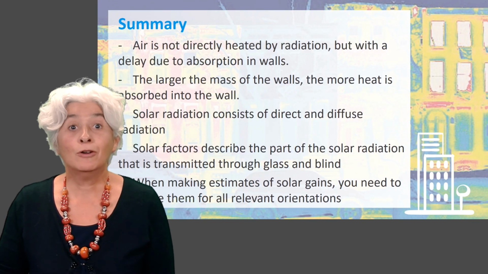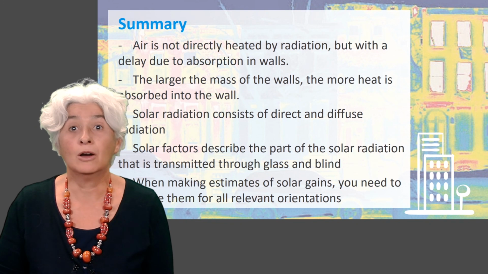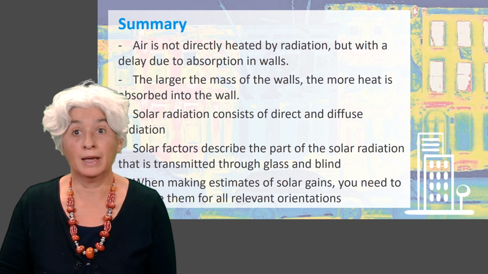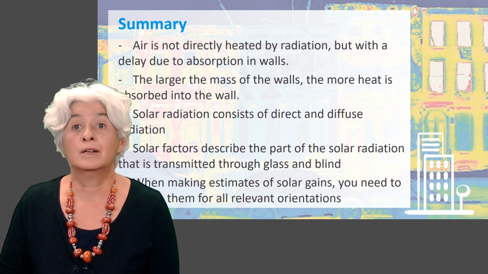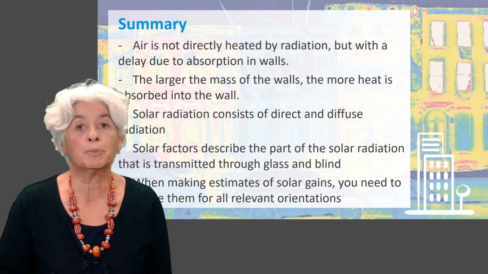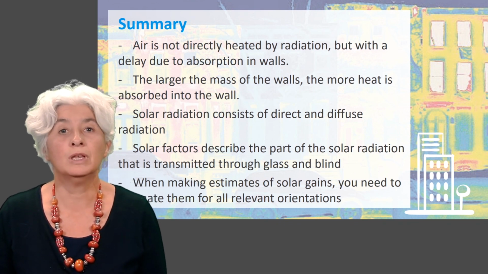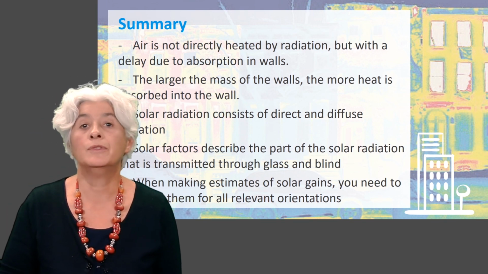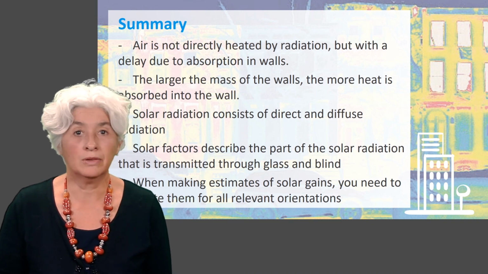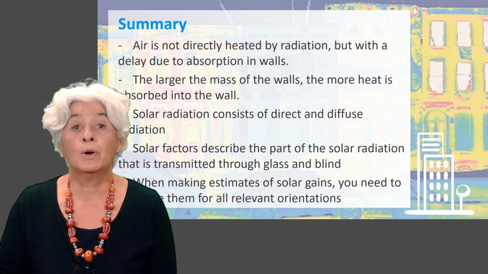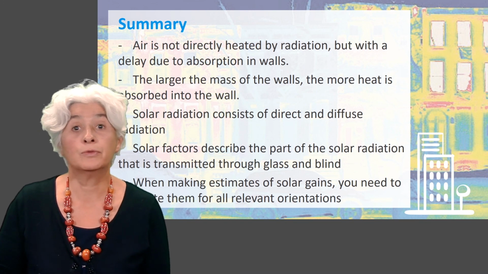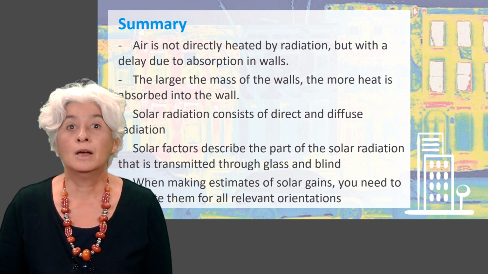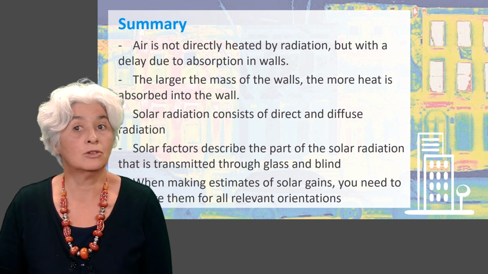With this lecture, you have learned how to estimate solar gains by taking only the window into account. You also have learned that solar radiation is not absorbed by air, but by the walls and floors, and that the heavier the construction, the more heat is absorbed in it, and the less comes back into the air. We also have seen that the global solar radiation consists of direct and diffuse radiation and depends on the orientation. You also know now what the solar factor is and that only a part of the solar radiation is transmitted through the glass and through solar blinds. And finally, you are now able to make simple estimates of the solar gains.